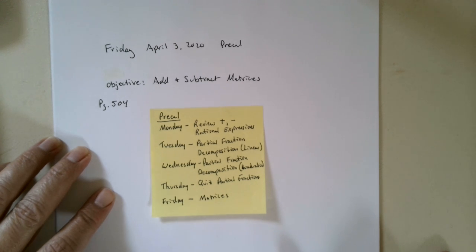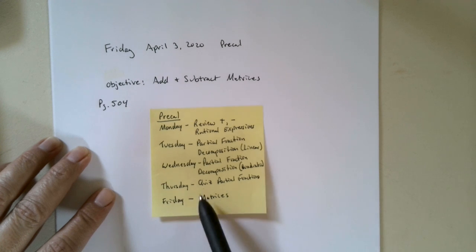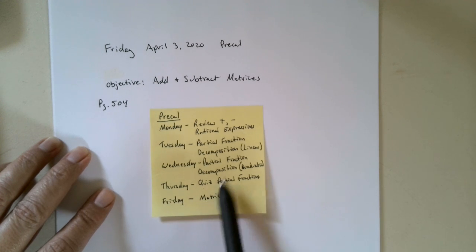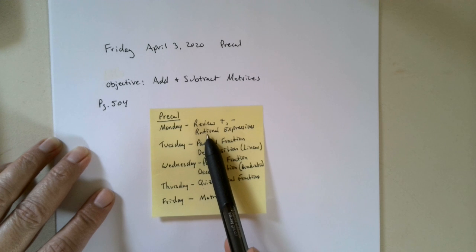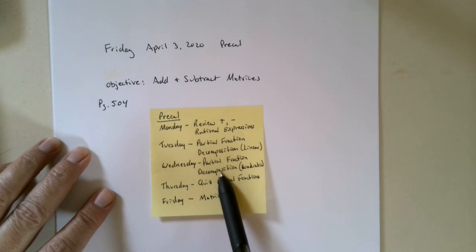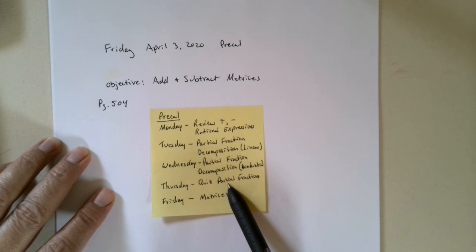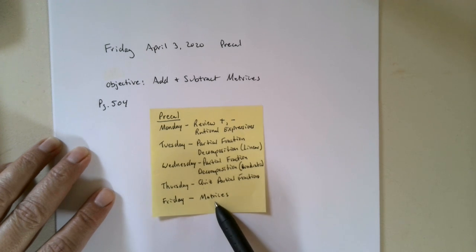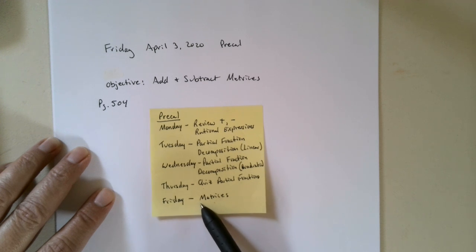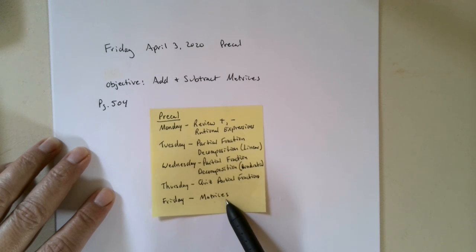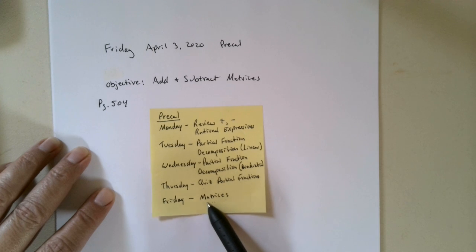I want to start today on page 504, looking at what we've done this week. We reviewed adding and subtracting rational expressions. We learned how to do partial fraction decomposition, and you had your quiz yesterday. And so today we are going to begin talking about matrices. Some of you had matrices last year, and some of you did not. So we're going to start with the basics.